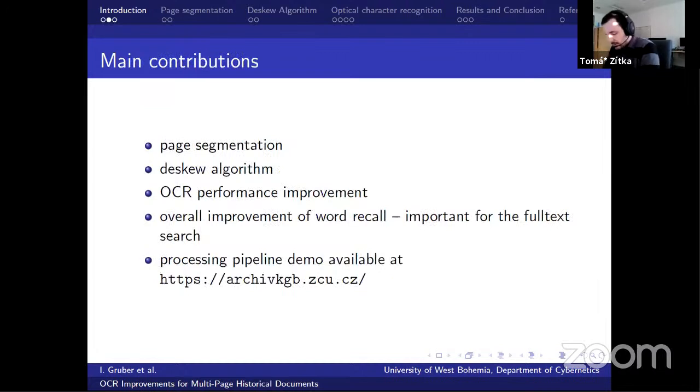Our main contributions for this task are a new page segmentation algorithm, which we fine-tuned for our task, the skewing algorithm, and we also improved OCR performance specifically for processing of these documents. These three algorithms together lead to a significant improvement in the word recall task, which is very important for us because we want to archive these documents and allow easy search in these. Our results manifest in a pipeline, which processes these documents and creates a searchable database, which is available at this website.